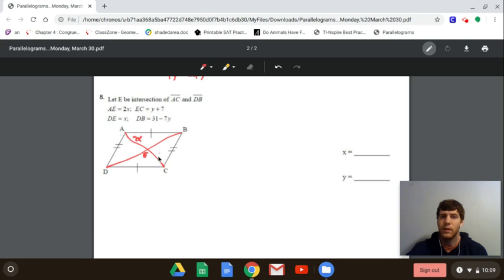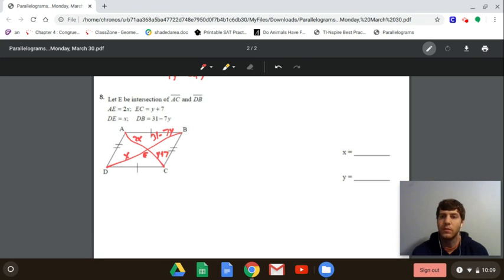EC is y plus 7. DE is x. And then EB is 31 minus 7y. Okay. And you're going to use the property that diagonals bisect each other to figure out your equations there. And then that's very similar to number 7.